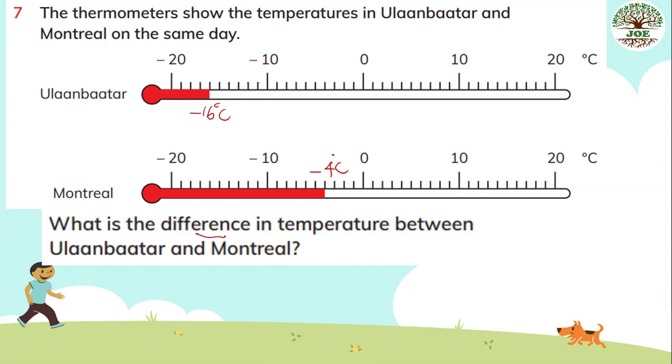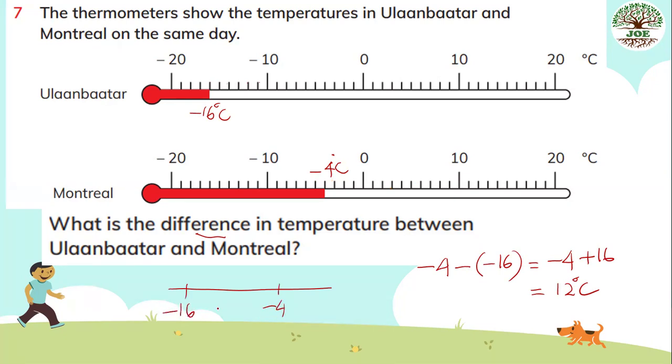What is the difference in temperature between Ulaanbaatar and Montreal? The temperature difference between them is from -4 degrees Celsius to -16. It is -4 plus 16, so 16 is larger, 12 degrees Celsius. If you look on the number line, here is -4 and here is -16. The difference between them is 12 degrees Celsius.